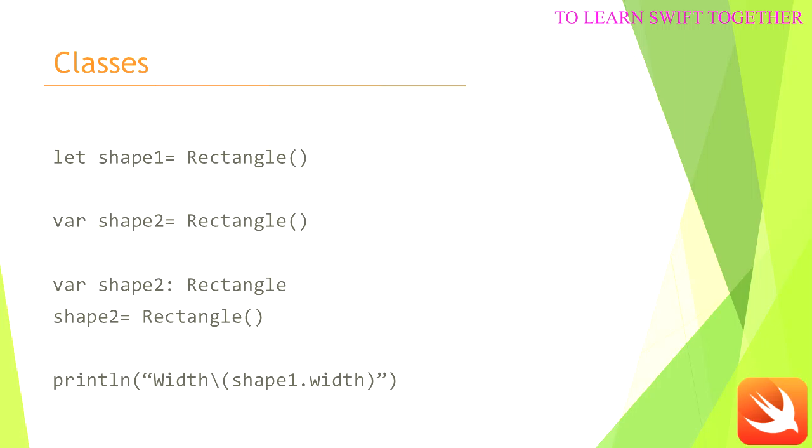We can refer to particular properties or functions by using the dot notation. In the example, in the last line, we can see the statement that displays the width of our object, the shape.